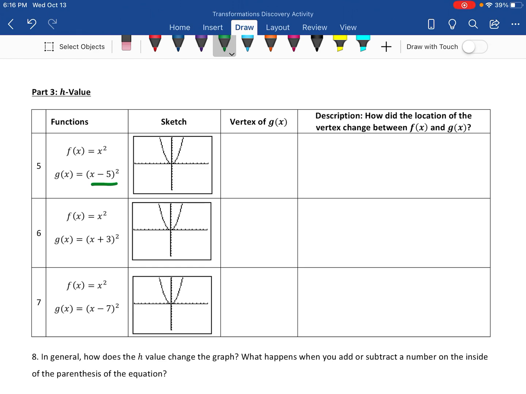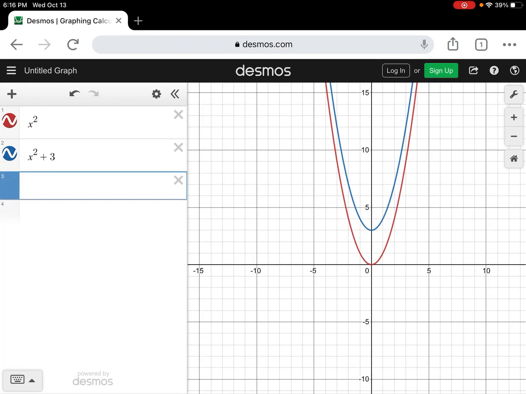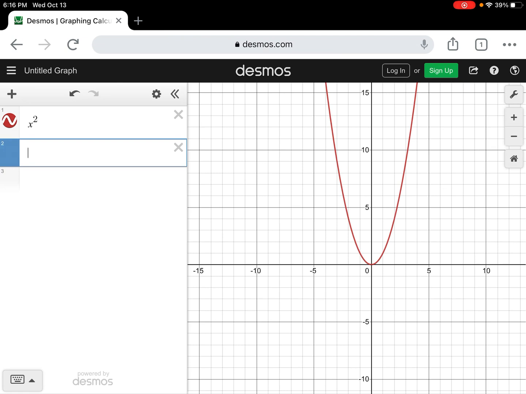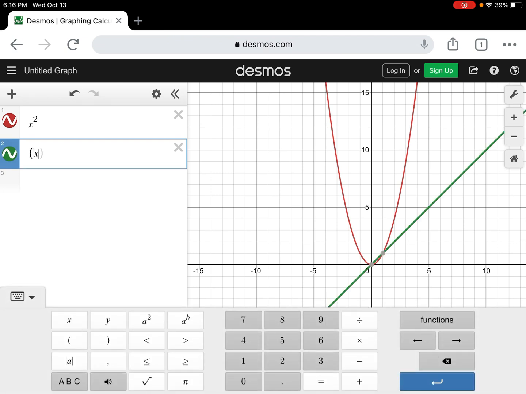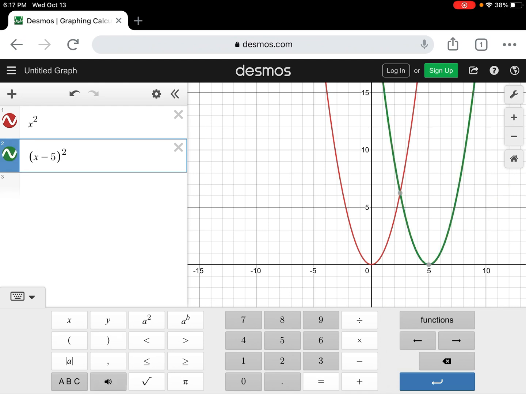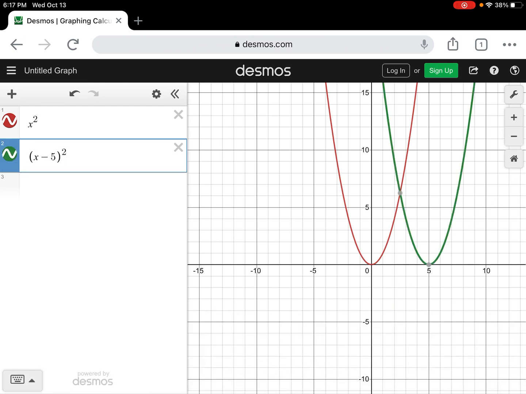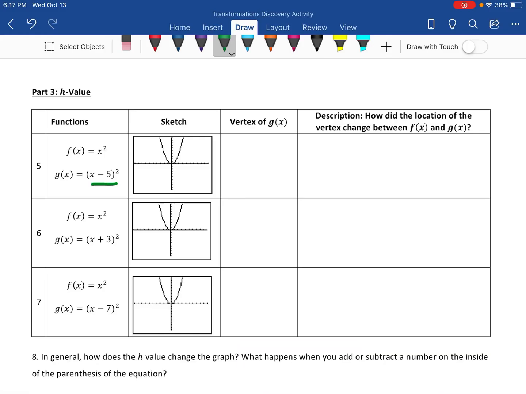Okay, so if I go to Desmos, I'm going to go ahead and plug in my new function. I had parentheses x minus 5 squared, and that's it. So now instead of going upward or downward, it went to the right. My new vertex now is 5, 0, and it moved to the right at 5. So this moves right by 5 units.